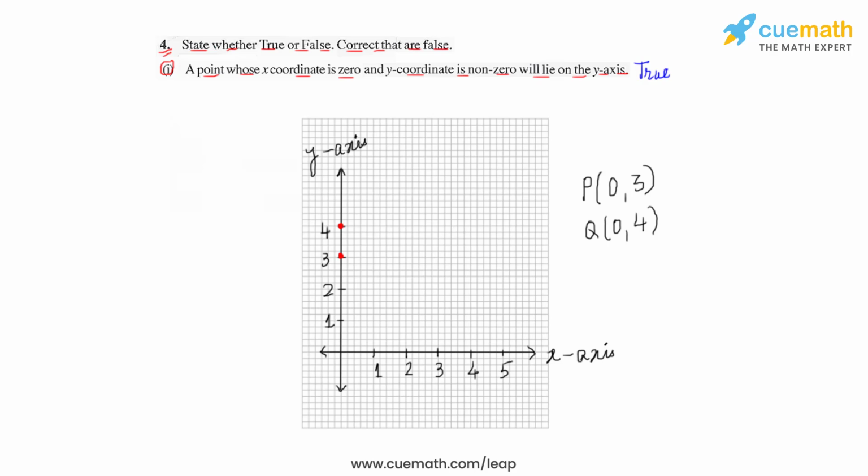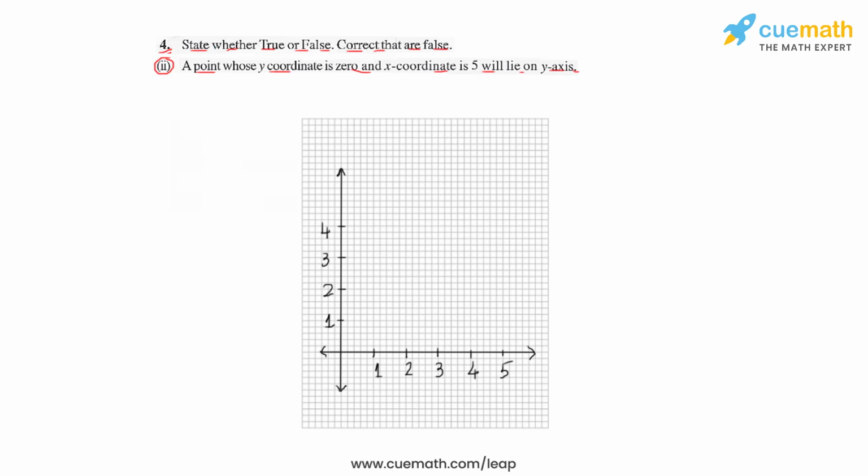Let us now see the next statement on the canvas. So in the second statement, we have a point whose y coordinate is 0 and x coordinate is 5, and the point is lying on the y-axis. Let us understand this statement using this graph where this is the x-axis and this vertical axis is the y-axis. So the given point, let us consider it to be A, and since the value of x coordinate is 5 and y coordinate is 0, so it's 5 comma 0, and if we have to plot this point on this graph, it will be represented by this point.